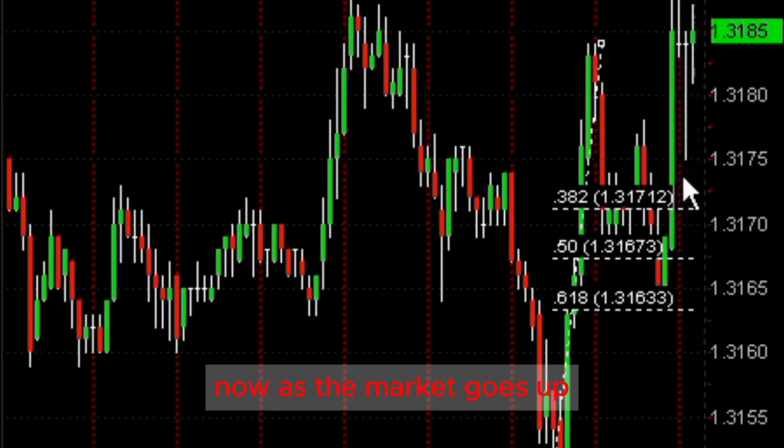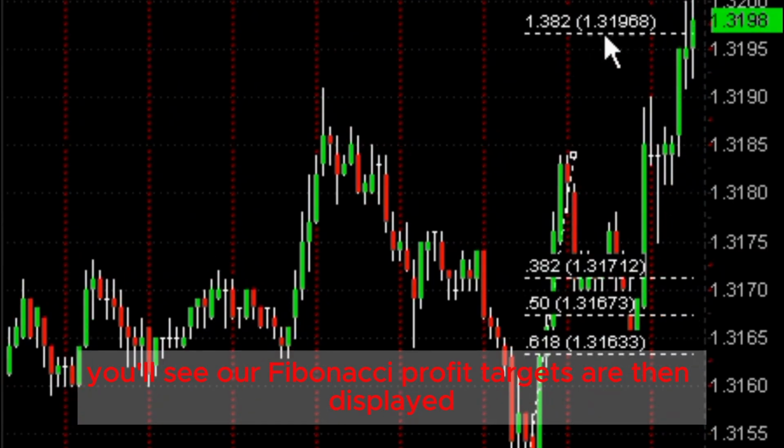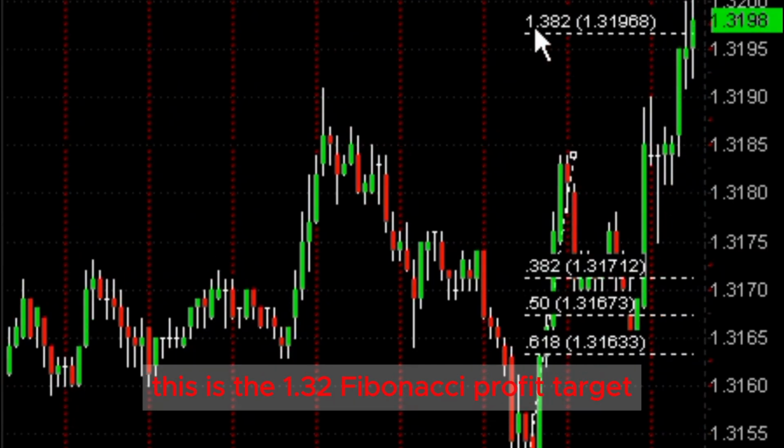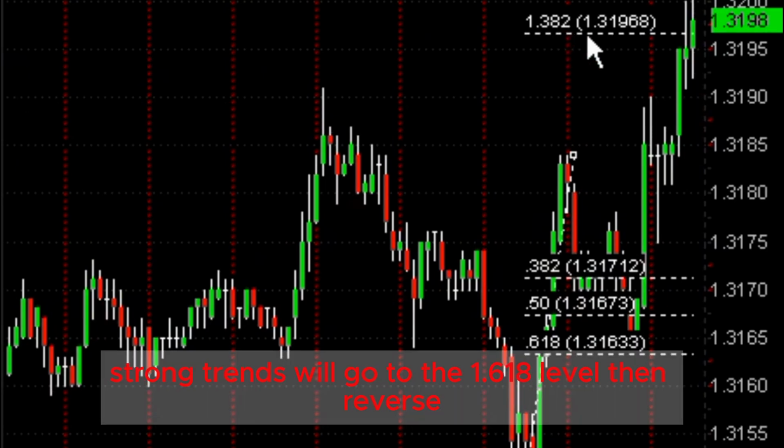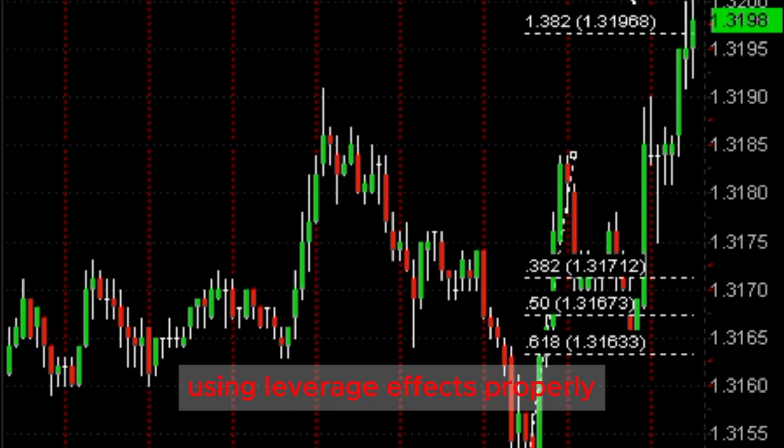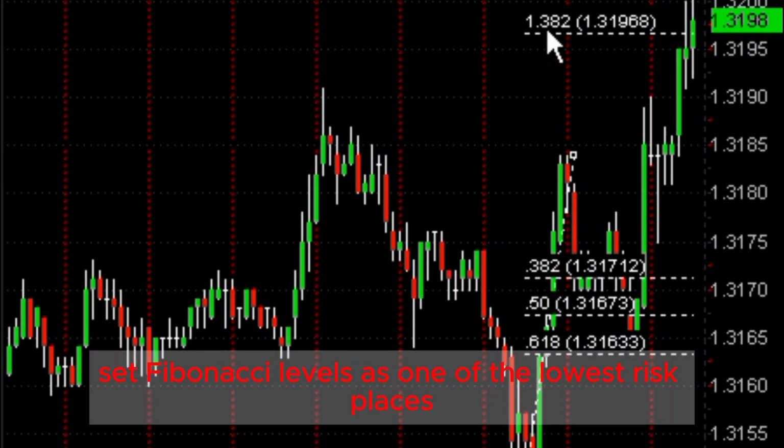Now, as the market goes up, you'll see our Fibonacci profit targets are then displayed. This is the 1.32 Fibonacci profit target. Most times, the market stalls at this level. Strong trends will go to the 1.618 level, then reverse. If you're a counter-trend trader, using the Fibonacci profit targets, using leveragefx's properly set Fibonacci levels, is one of the lowest risk places.